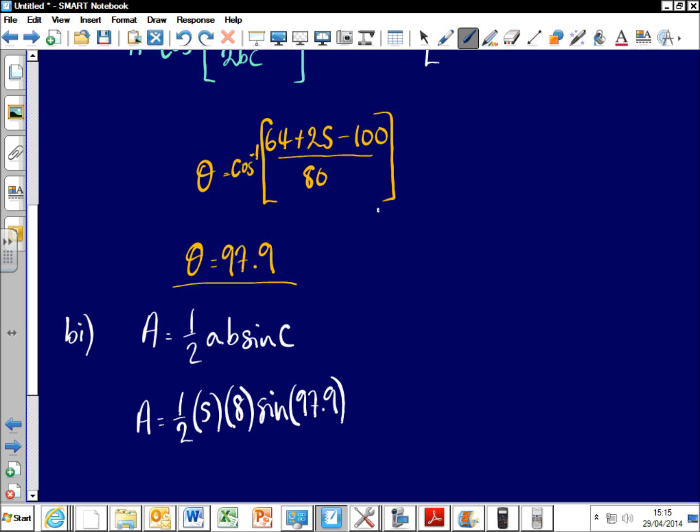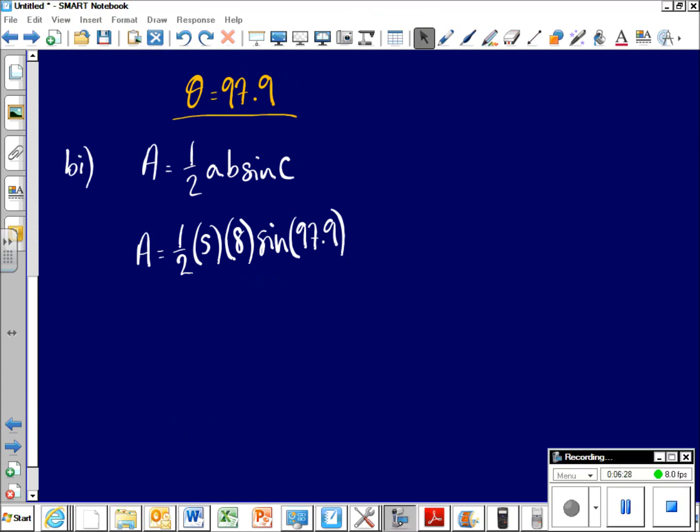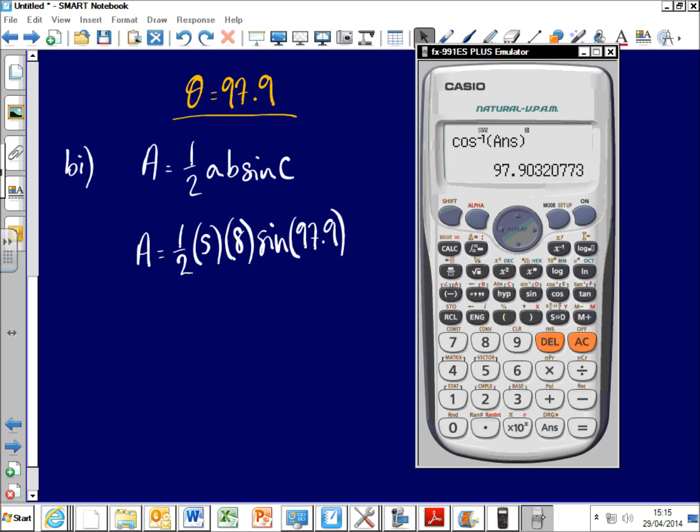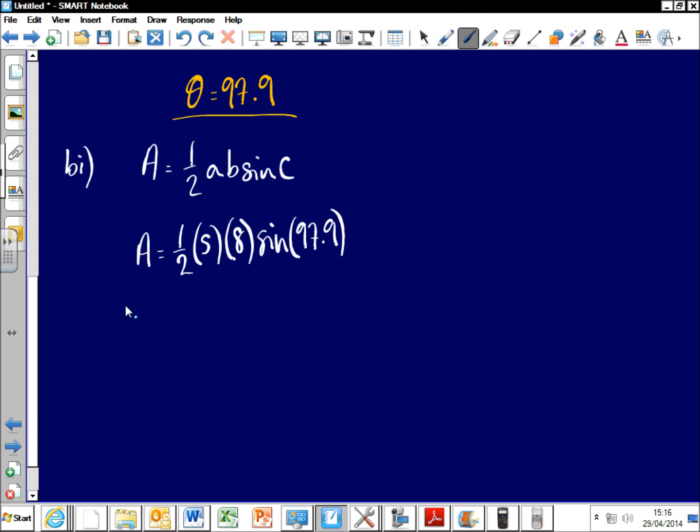Okay, so whack that all in the calculator. That's not the calculator. What's the calculator? That one. So that's 4 times 5 plus 20, and then I'm going to times it by sine 97.9. 19.8. Right? 19.8. Who got that? Is that right? Have I done it right? Anybody? Is that right? Yeah. Okay.